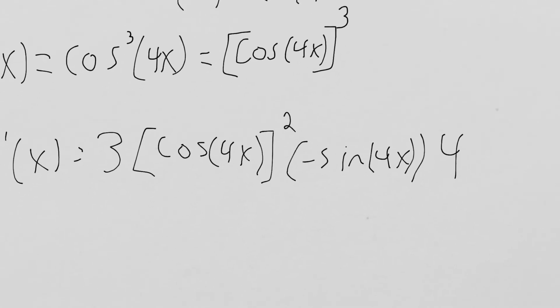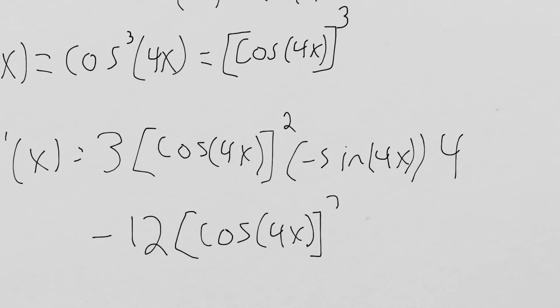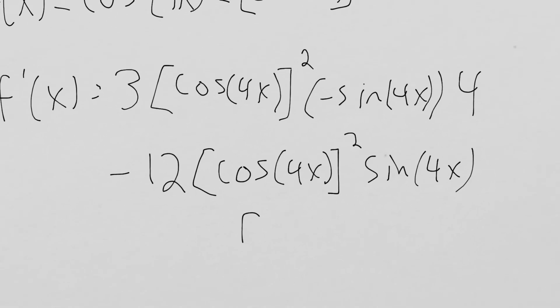If we look at this, we have a negative times 4 times 3 that we can put outside. So that simplifies to negative 12, and then we have cosine squared 4x, and then that's times sine 4x. So that one is answer B.